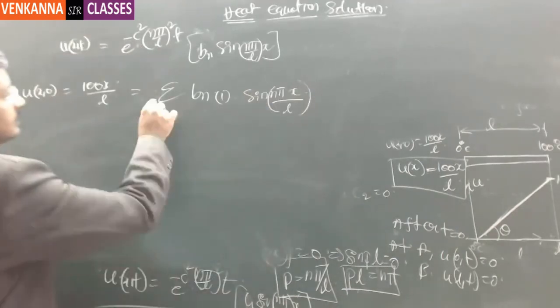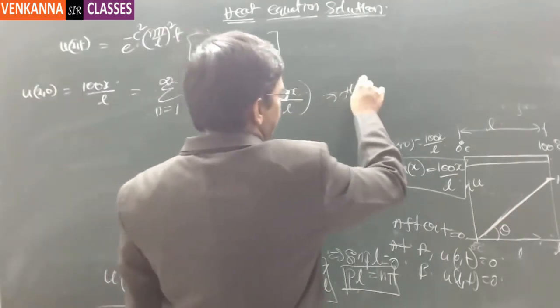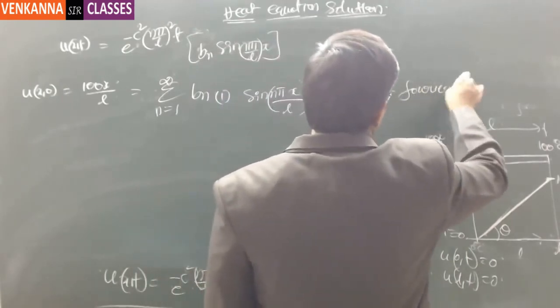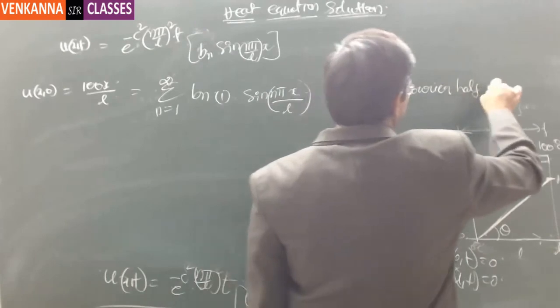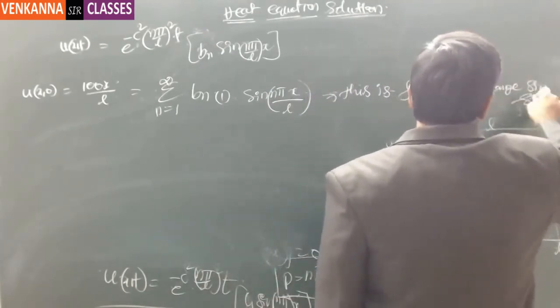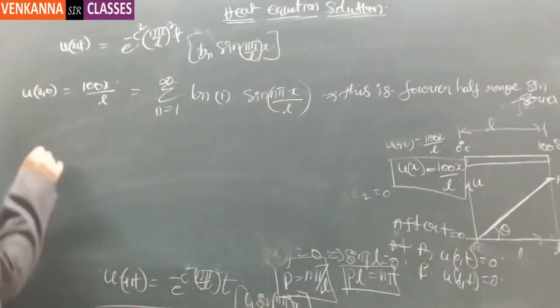So this is n equal to 1 to infinity. So this is the Fourier half-range sine series. If this is the series, then you will be able to find out the Bn value.